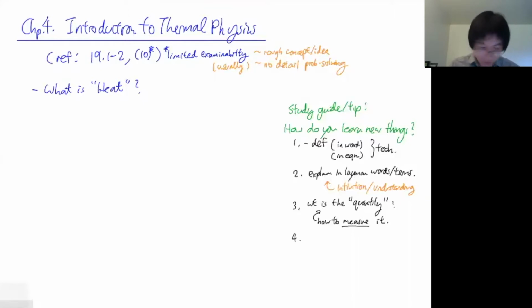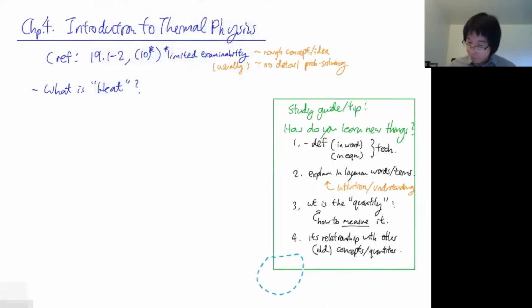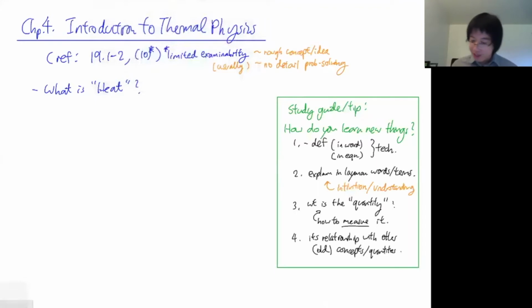And then the fourth thing is its relationship with other old concepts, quantities that you've learned. So when you learn a new concept, after you know what it is, after you get an intuition, after you know the scientific way to measure it, so you have a concrete idea of it, the last thing is, how does this tie into the big picture? How does it tie into the old concepts you already learned? We're going to learn heat in this chapter, and then chapters 5, 6, and 7 are about how heat relates to things that we already know from chapters 1 to 3, and also from 3a, and gain an even deeper understanding of how our world works.